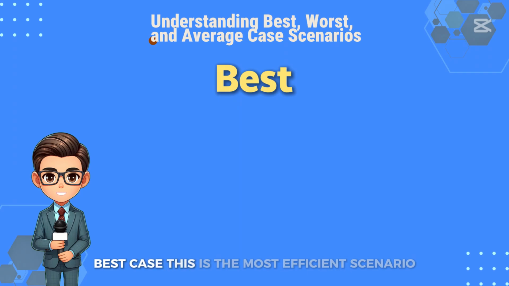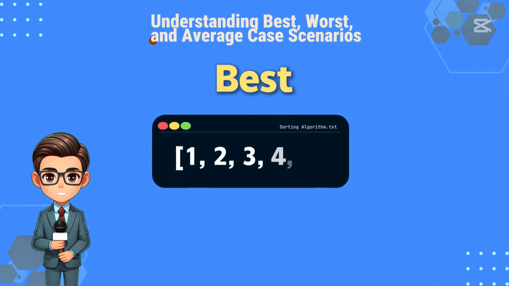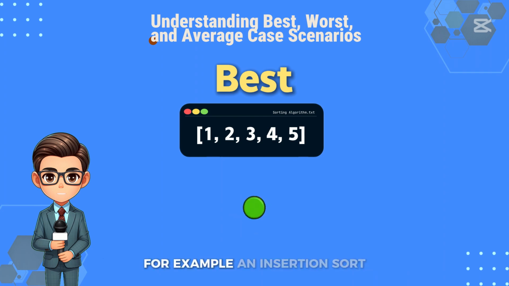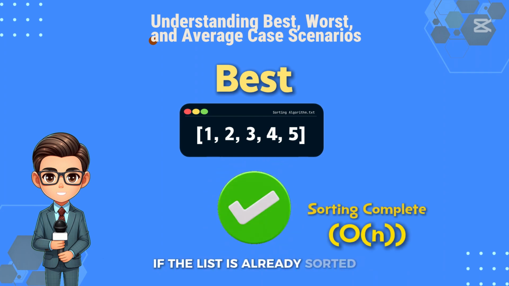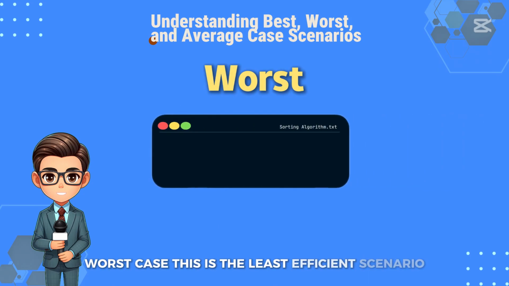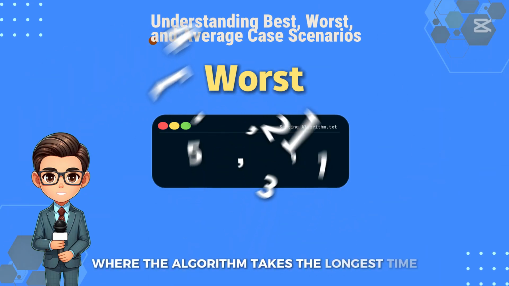Best case. This is the most efficient scenario where the algorithm takes the least time. For example, in insertion sort, if the list is already sorted, it only takes O(n) time to go through it. Worst case. This is the least efficient scenario where the algorithm takes the longest time.